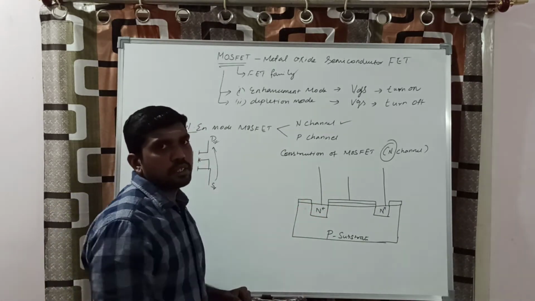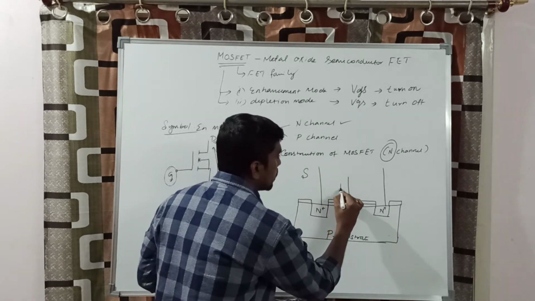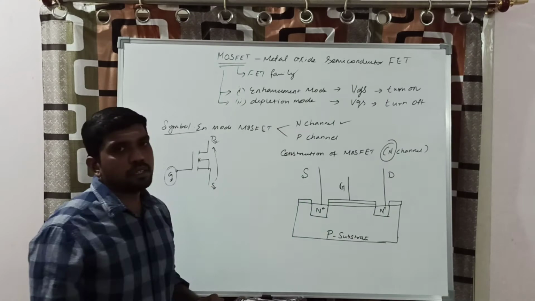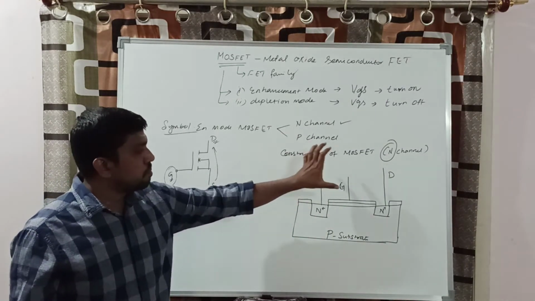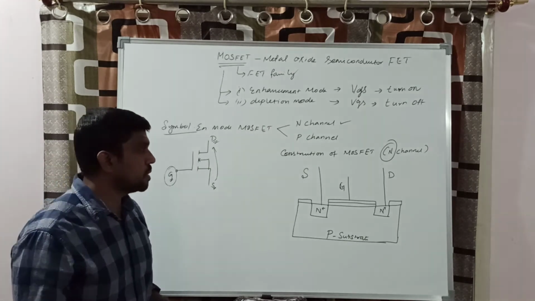Now you assign the terminals. This one is source, this one is gate terminal, the third terminal is drain. It's the basic construction of N channel enhancement mode transistor.